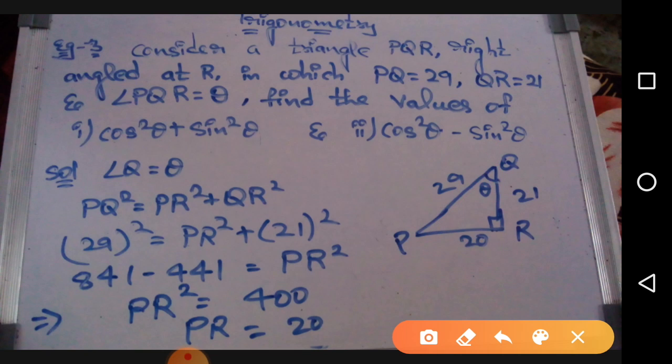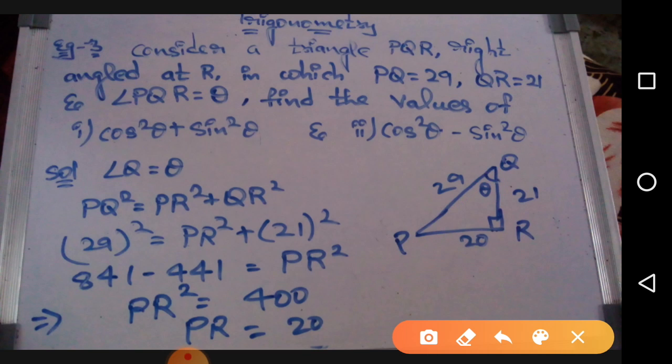Find the values of cos square theta plus sin square theta, and cos square theta minus sin square theta. As PR is not given, we'll just apply Pythagoras theorem, that is PQ square equals PR square plus QR square. Thus 29 square equals PR square plus 21 square, and 29 square is nothing but 841, minus 441 equals PR square, and PR square is equal to 400. Thus PR is nothing but 20 we get.